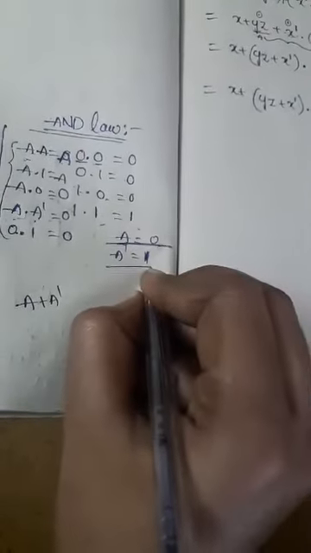I can just take a as 0 and a complement as 1. So 0 plus 1 is equal to what? 1. So that means a plus a complement is equal to 1. So yz plus yz complement is equal to 1. You can imagine yz as a and yz complement as a complement, so it becomes a plus a complement equals 1. Depending on this law, we'll write it.